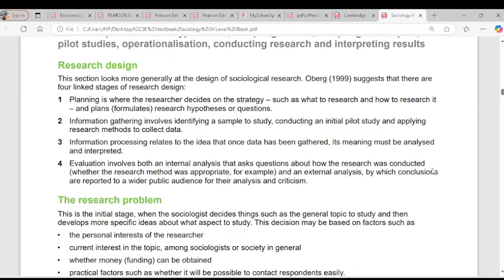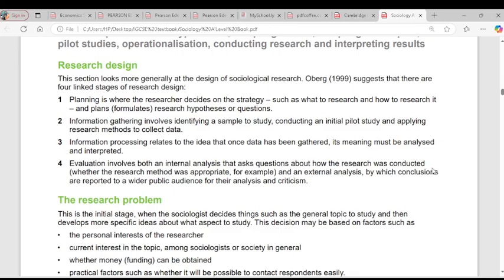And the next stage is information processing. For information processing, I wrote, this explains that information must be analyzed and interpreted once the data is put together. So as soon as you gather your information, then you have to process that information, because research is about gathering information. So once you have gathered this information, it has to be processed. And for processing, it means you have to analyze it and ensure that you interpret it. That is the third stage of research design.